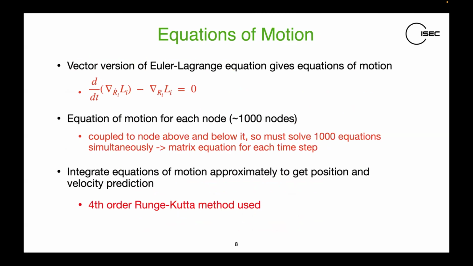And then we go ahead and solve the Euler-Lagrange equation to get the equations of motion. So I mentioned that we have about 1,000 nodes, could have more. The more you have, the more like a continuous system it behaves. And then you have to solve the matrix equation for all these equations of motion for each time step. So you integrate the equations of motion to get the position and the velocity, and I'm using a 4th order Runge-Kutta method for this. There could be other ways to do it, perhaps more efficiently with backward differentiation models and things like that, but I'm starting with something I know.